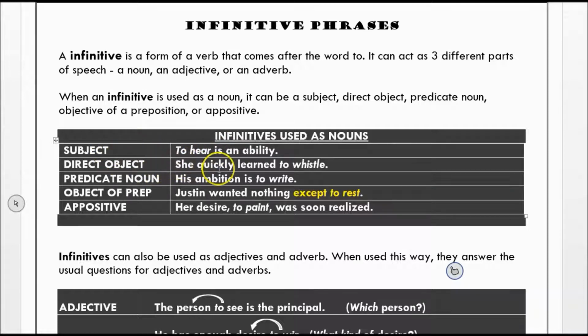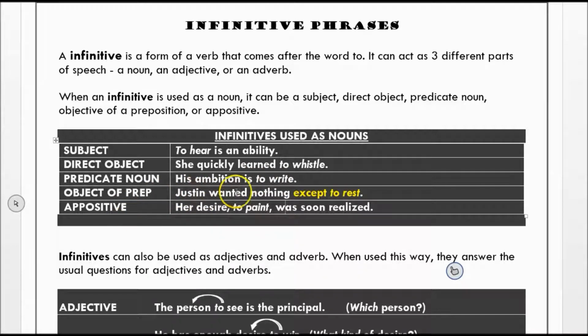Acting as a direct object: she quickly learned to whistle. Okay, so your infinitive here is to whistle. And it's what she learned to do, so it's acting as a direct object in the sentence. His ambition is to write. So here to write is your infinitive, and it is the ambition. Is is a linking verb. Learned was the action verb, so this is the predicate noun.